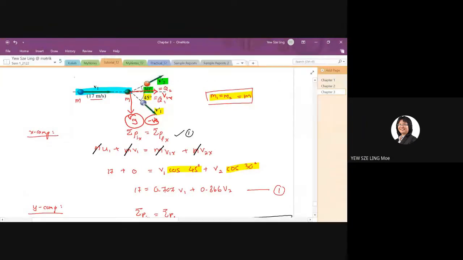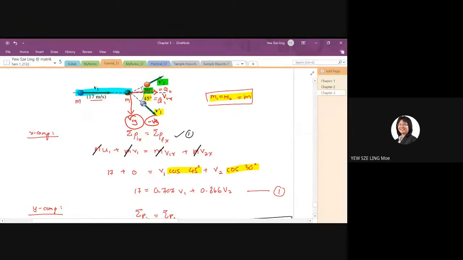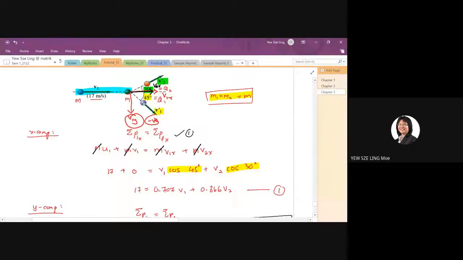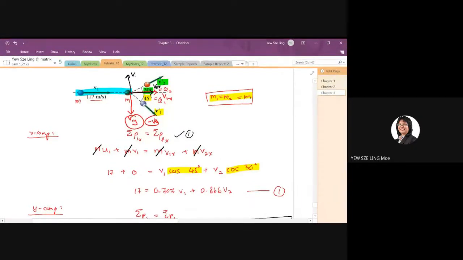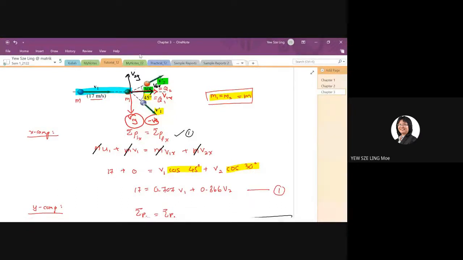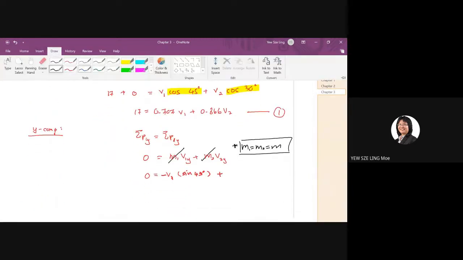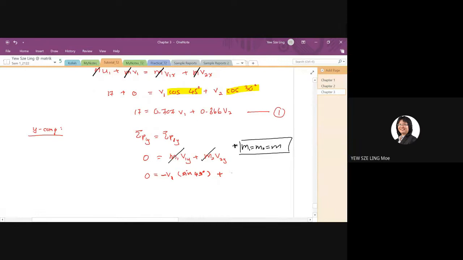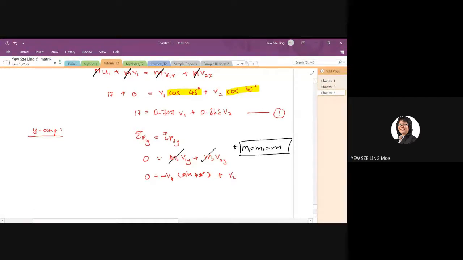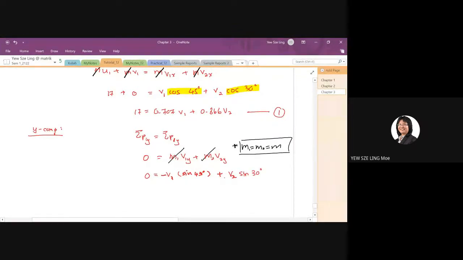If you look at the diagram, if you resolve V2, you get V2x along the x component, and then you get a V2y towards the positive direction. So in that case, my V2y is a positive value. Therefore, I have V2 sine 30 degree. So I don't need to add a negative sign in front of V2. It is now a positive value.